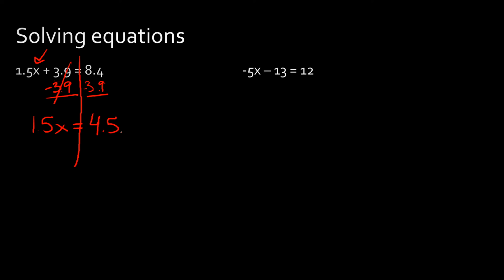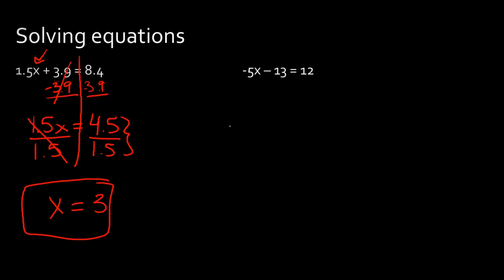Okay, our next step. So I have this 1.5, right? And I need to get x by itself. 1.5 is being multiplied to x, so the opposite of multiplication is going to be division. So we're going to divide both sides by 1.5. Remember, anything you do to one side of your equal sign, you have to do to the other. So these are going to cancel, and I'm left with x equals 3. And again, you can type this into your calculator if you would like to double check. And when you do that, you will get 3.